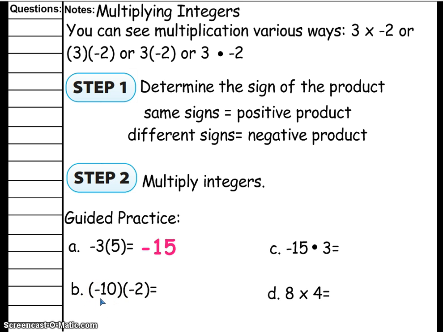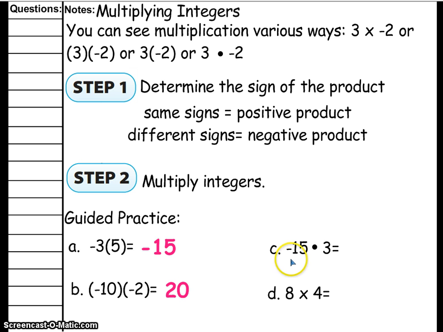Guided practice problem B. -10 times -2. Both of my numbers have the same sign, which are negative, so my answer is positive. And 10 times 2 is 20, so my answer is +20.